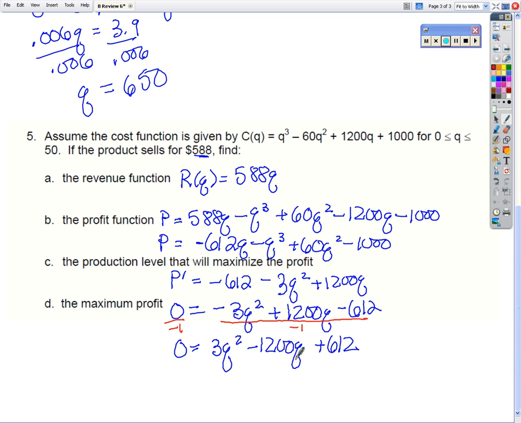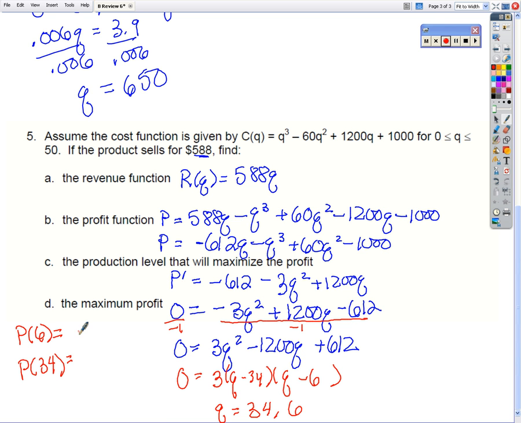Now these are really large numbers to factor, so you can use quadratic formula, or you can factor it. Actually, everything divides out by 3. And then we'll have q minus 34 and q minus 6. So that means our quantities are 34 or 6. You have to plug both of those back into the original profit function, and we'll see which one gives us the maximum profit.